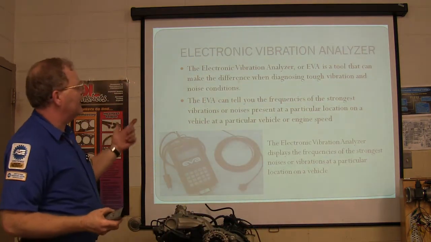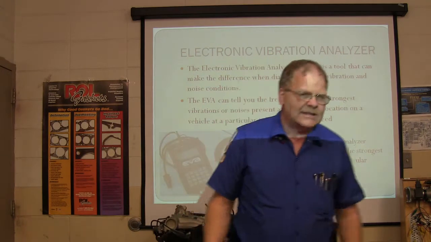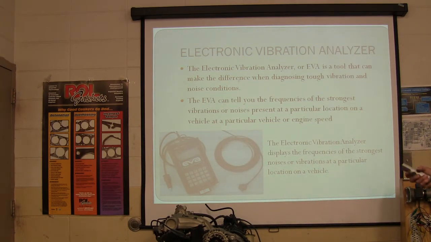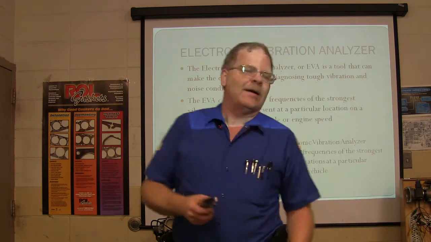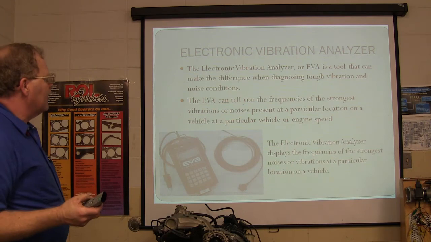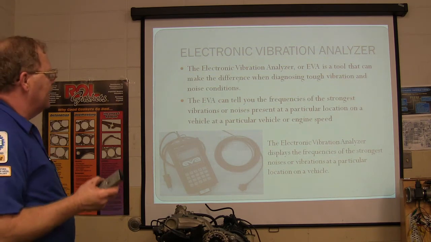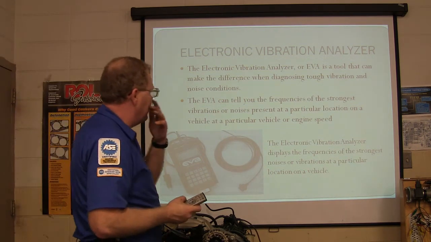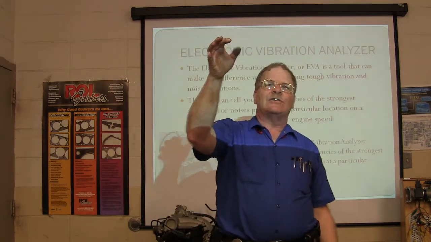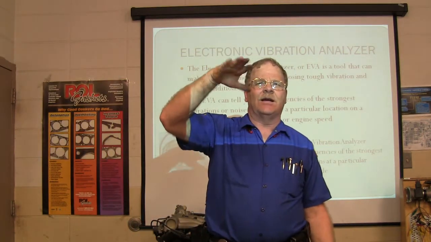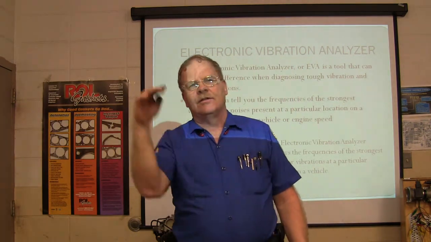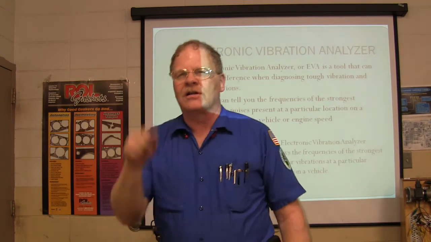Alright, so then you've got an electronic vibration analyzer. This thing is very, very expensive. I have used one of these, and it's pretty doggone cool, but it takes some math to make it happen. It can tell you the frequencies of the strongest vibrations or noises present at a particular location, at a particular vehicle or engine speed. Basically, you take the little sensor and lay it up on your sun visor, and when it starts picking up the vibration, it'll give you the frequency of the vibration, the strongest, the second strongest, the third strongest on the screen.